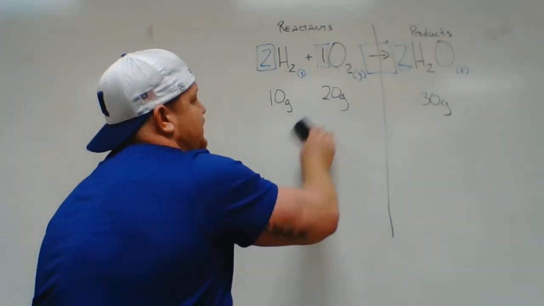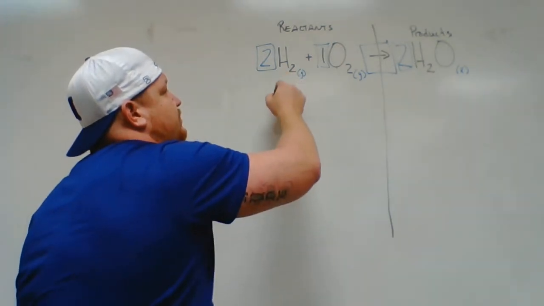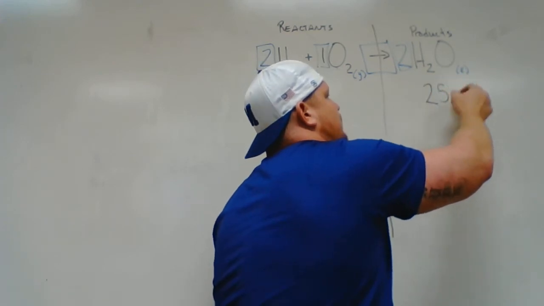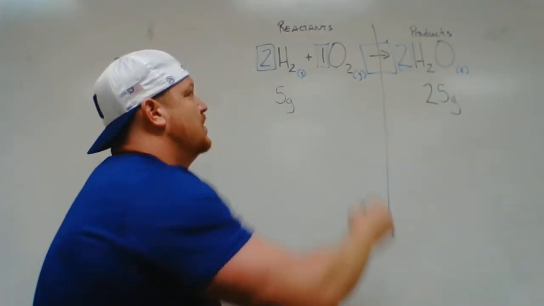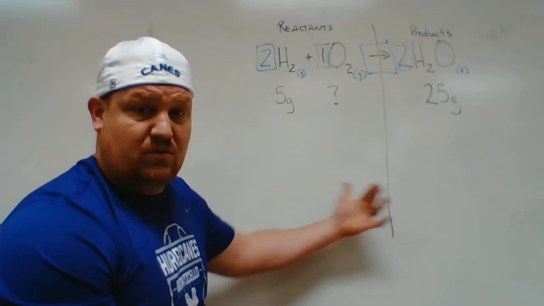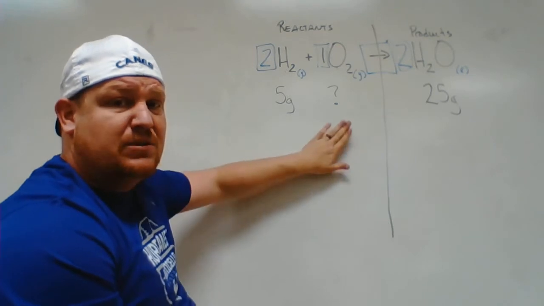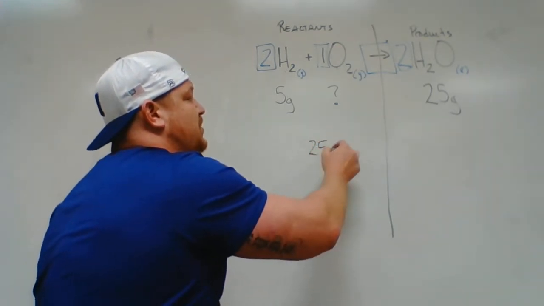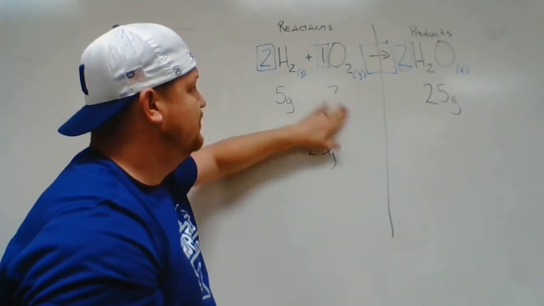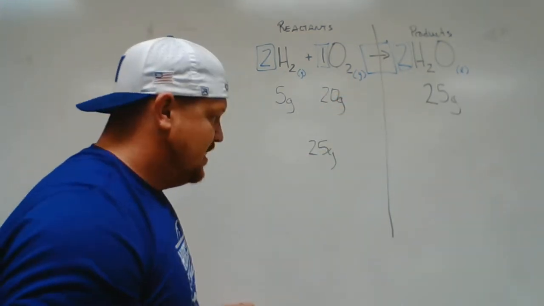All right, another way you might be asked to figure this out is, what if I told you we had 5 grams of hydrogen and 25 grams of water? How much oxygen must have been used? Well, conservation of mass says equal, right? So over here, there's only 25 total grams. Over here, we got 5. So how much oxygen must there have been if we need 25 total, because we need 25 on both sides? So how much oxygen must have been used to make it 25? 20 grams.